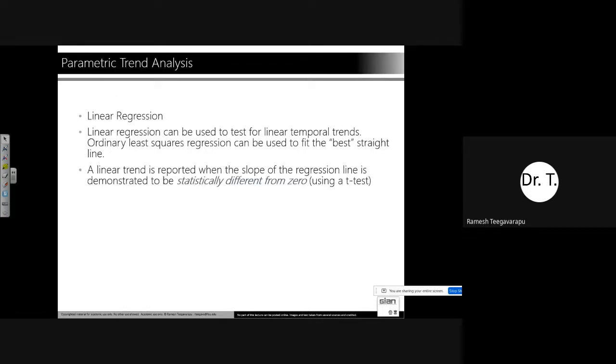Linear regression can be applied, but again, linear regression is a parametric trend analysis. That means we are making some assumptions about the data, and the parameter theta, that is the slope of the line, has to be carefully evaluated using a t-test. So this becomes a parametric test.